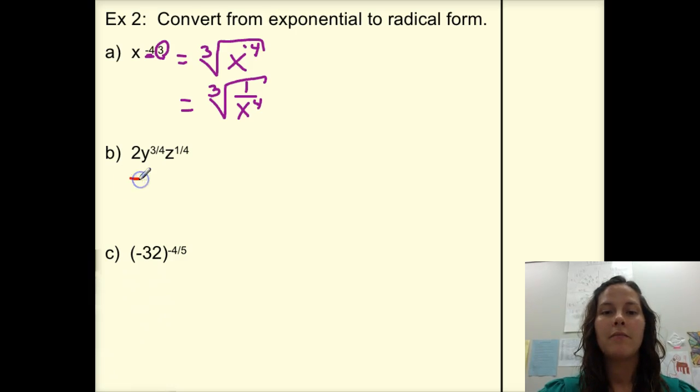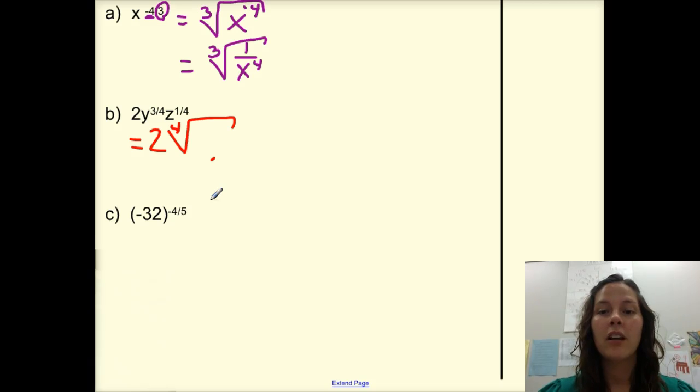Example B, the root for both y and z is 4. So the 2, because it doesn't have a power, will actually stay out front. And I can put both of these together under a 4th root. So under the radical, we'll have y to the power of 3, because that's the numerator for our exponent. Z to the 1st power, because again, that 1 is the numerator of the exponent on that one.